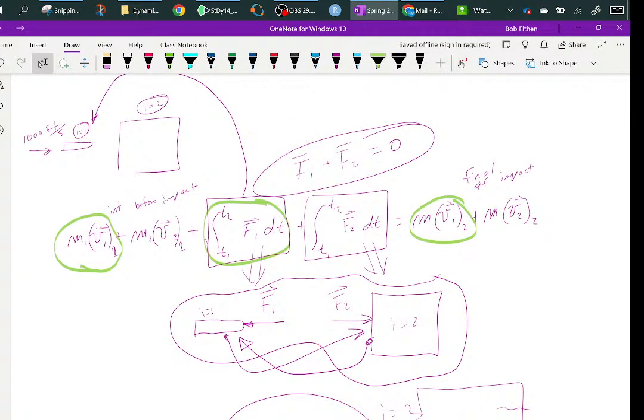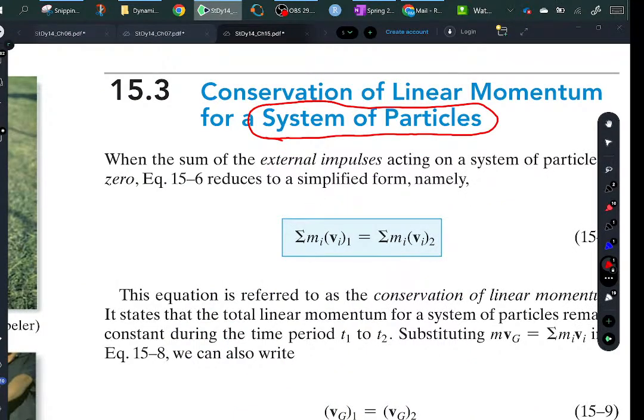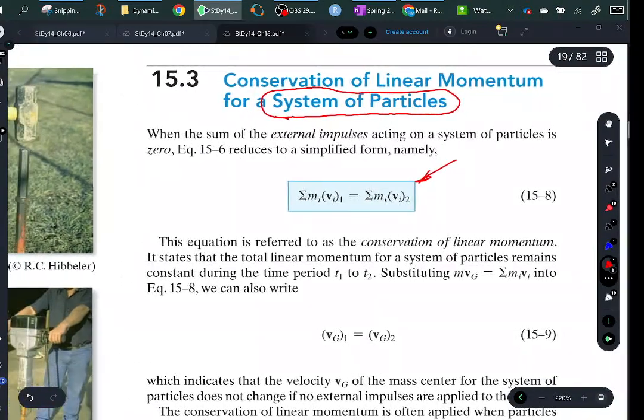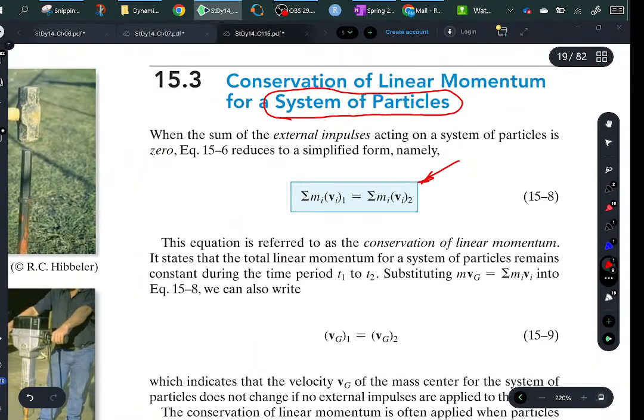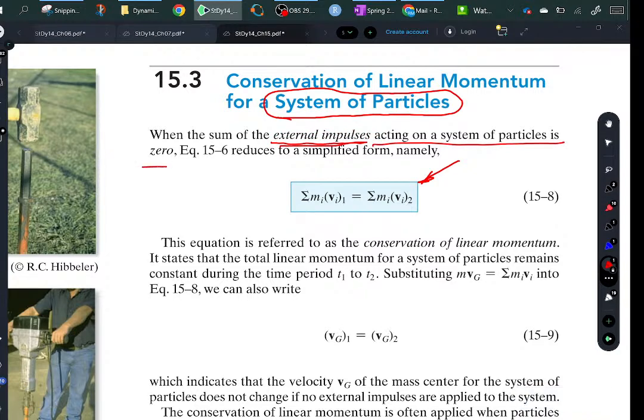And so it is possible to focus on the bullet, but to do this, you need to know how long the impact takes and what the actual force is. That is not necessarily that easy to come by. So this is a description of why that F term doesn't exist here. It's because you're looking at a situation where the external impulse acting on a system of particles is zero. In other words, during the impact, there was not an external force on it.